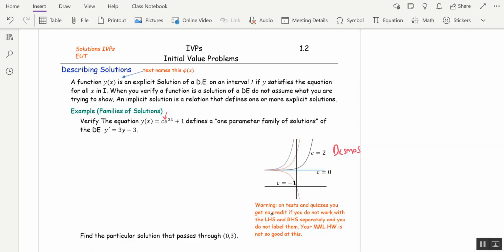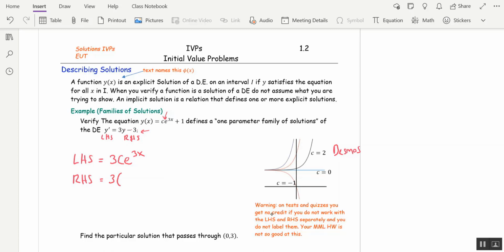So first of all, let's look at the left-hand side of this differential equation. So I have a left-hand side and a right-hand side, and I'm not going to assume they're equal. I'm going to show they're equal. Left-hand side is y prime. Okay, so here's y. I take the derivative. I get 3c e to the 3x. And the right-hand side is 3y minus 3.